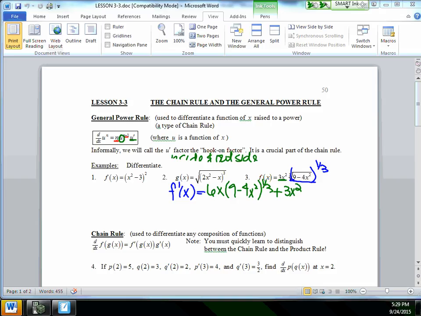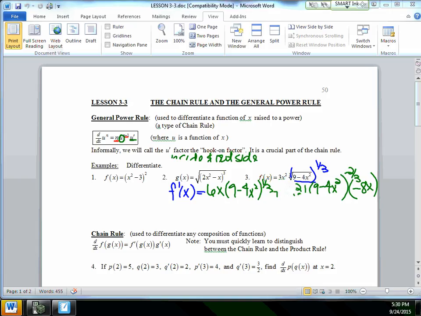So now we have to apply the chain rule to take the derivative of that second piece. So 1/3 comes in front. Leave the inside alone. We're now raised to subtract 1, negative 2/3. Now we need to times it by the derivative of the inside. 9's gone, the derivative of that will be negative 8x. The only thing really we could clean up, those 3's will wipe out.